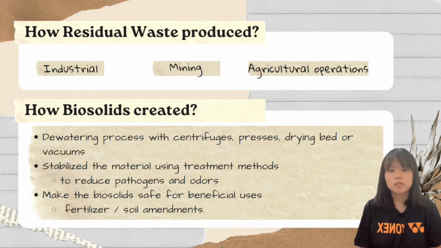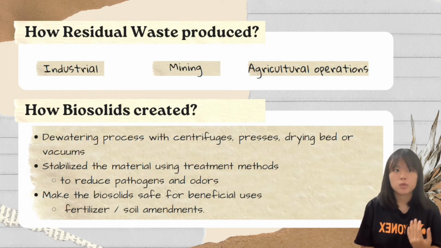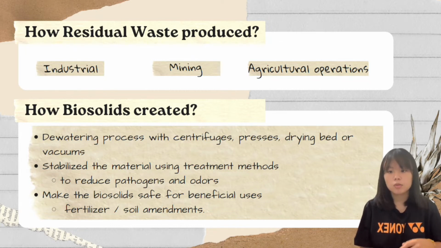For the next one, how are biosolids created? Biosolids are the product of the wastewater treatment process. During the process, the water is removed from the sludge, which we call the dewatering process, with centrifuges, vacuums, drying beds or presses. Then the material is stabilized using one or more treatment methods to reduce pathogens and odors. To make the biosolids safe for beneficial use such as fertilizer or soil amendment, they are treated physically and chemically to produce a semi-solid nutrient-rich product.